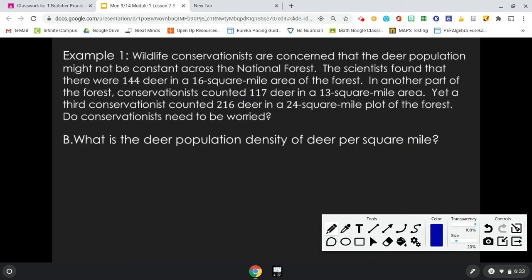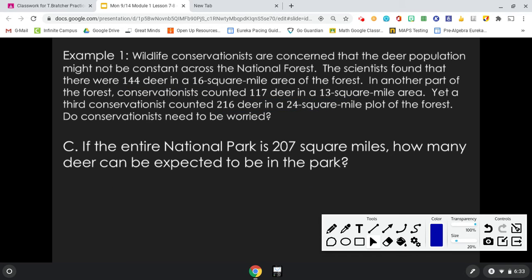All right, moving on to part C. It says, if the entire national park is 207 square miles, how many deer can be expected to be in the park? Okay, so let's think about it. We know that there are 9 deer in 1 square mile. So think about if you went to the store and you had a candy bar. 1 candy bar cost $1. So if you had 2 candy bars, it should be $2. If you have 3 candy bars, it should be $3. And it's just going to keep going up and up at that point.